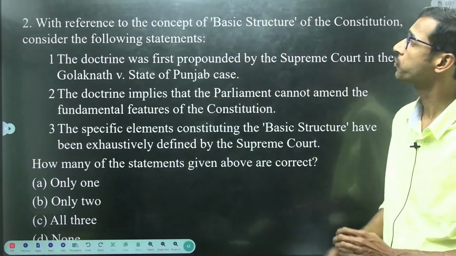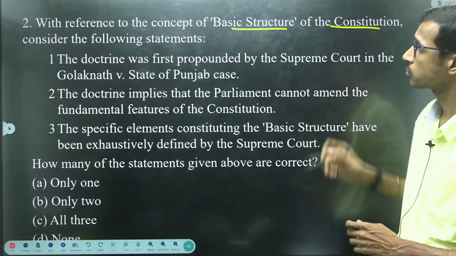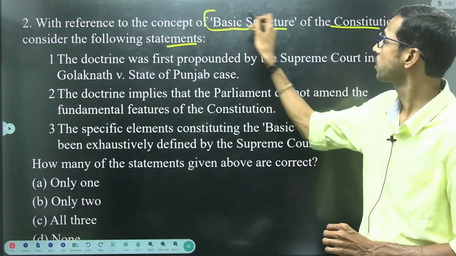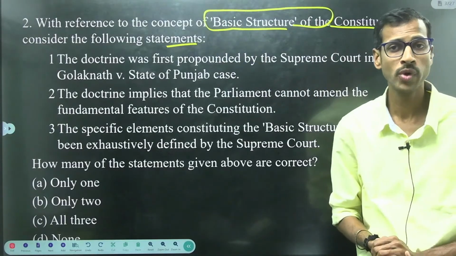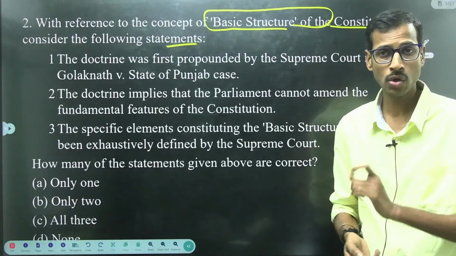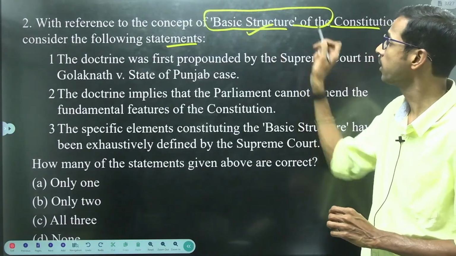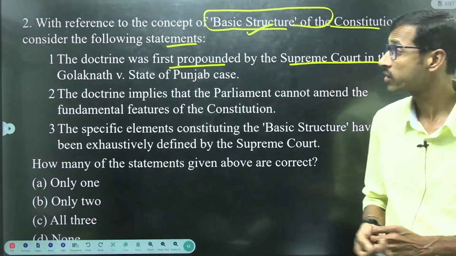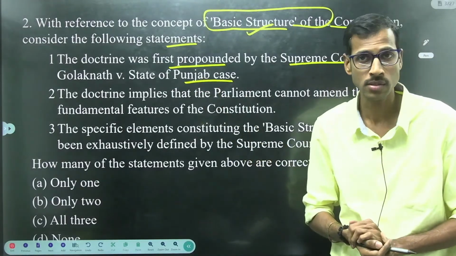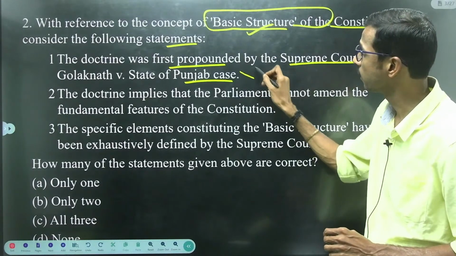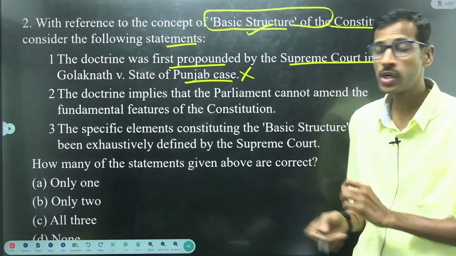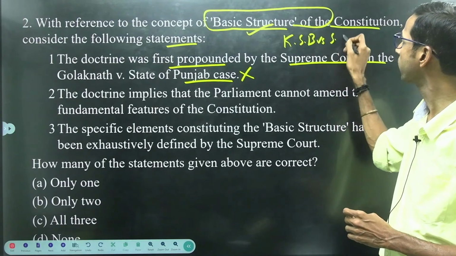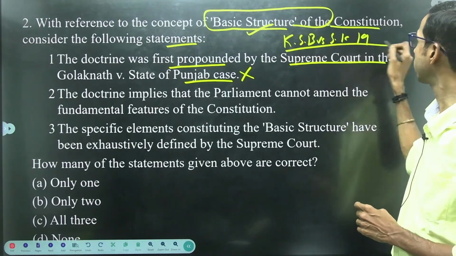Next important one: with reference to the concept of basic structure of the Constitution, consider the following statements. What is the basic structure of the Constitution here? It is very important. The doctrine was first propounded by the Supreme Court in the Golaknath versus State of Punjab case. This was completely wrong. It was first propounded in Kesavananda Bharati versus State of Kerala, 1973.